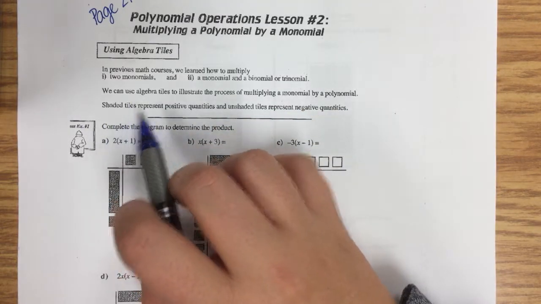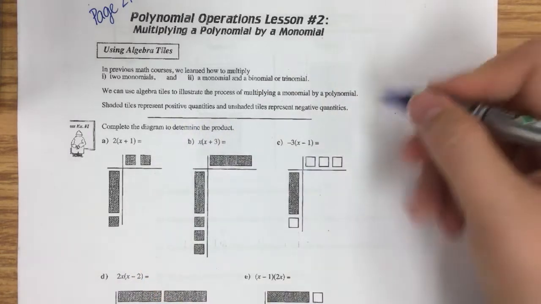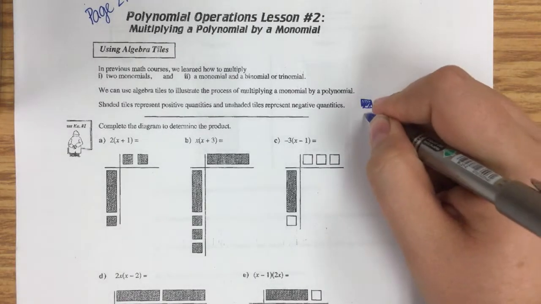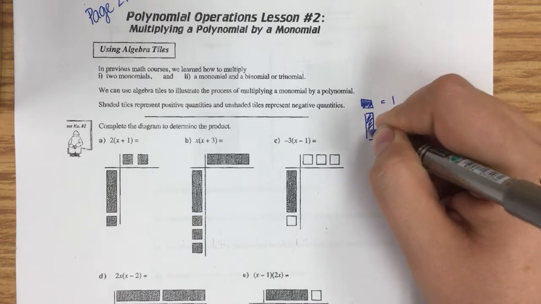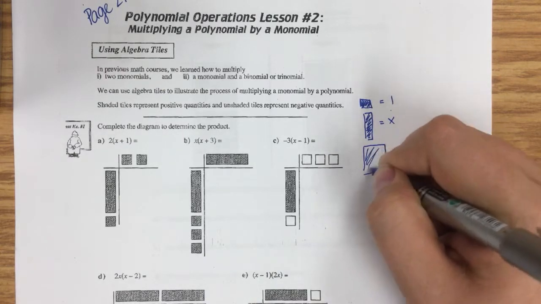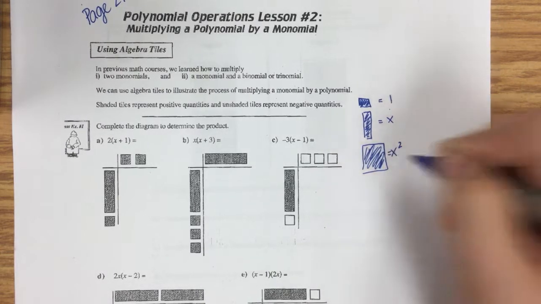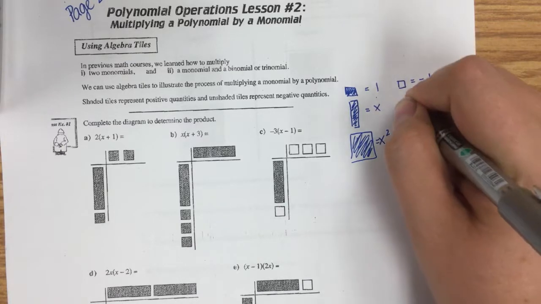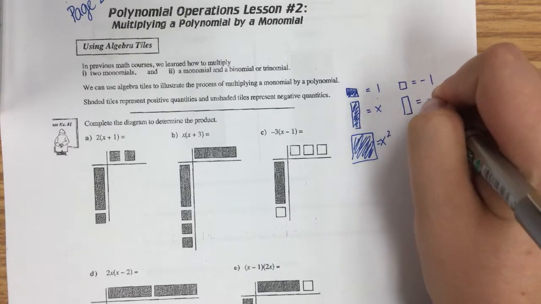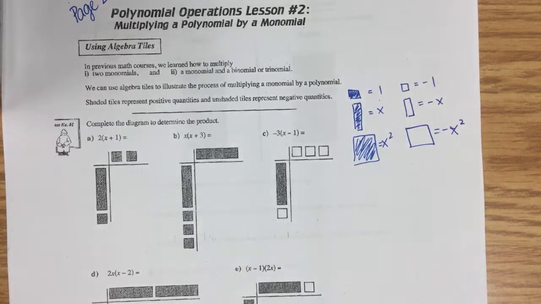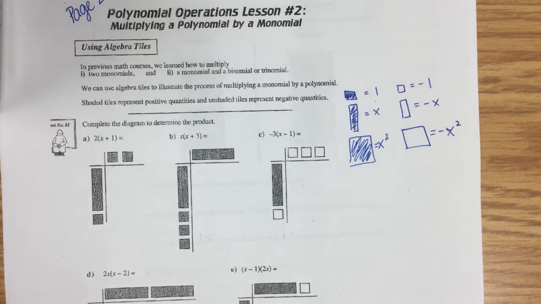But shaded tiles in this book represent positive quantities. So I'm going to make myself a note of that. That a shaded square would be a 1. And the shaded rectangle would be x. And then the shaded square would be a positive x squared. And similarly, the white small square would be -1. The white skinny rectangle would be a -x. And then the white square would be a -x squared. So it's just a little bit backwards from how the Provincial Achievement Test and the Math 9 publishers typically do it. So shaded is negative, white is positive.